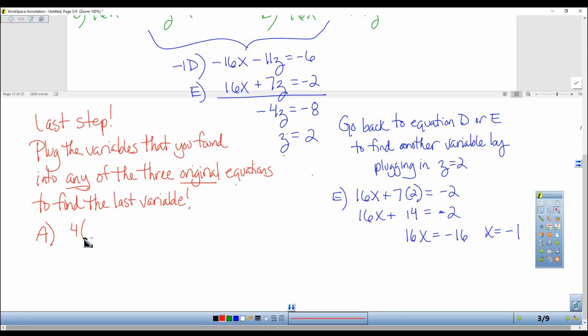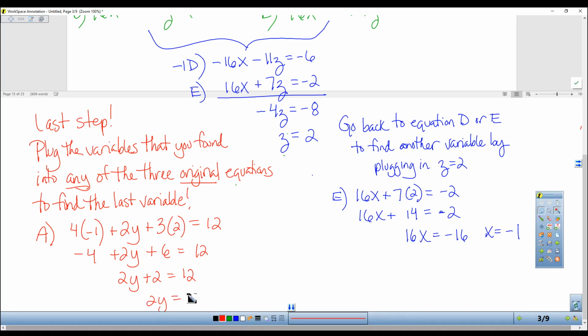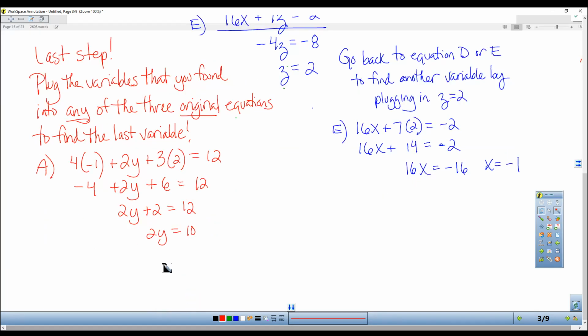And I have 4 times -1 plus 2 times y. Y is the variable I still don't know. Plus 3 times 2 is equal to 12. -4 plus 2y plus 6 is equal to 12. 2y plus 2 is equal to 12. 2y is equal to 10. Y is equal to 5.